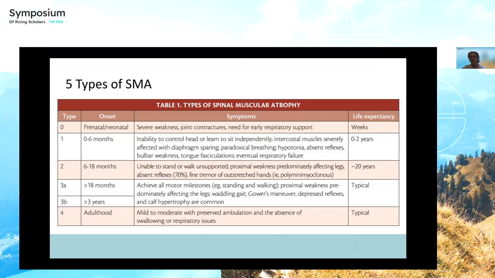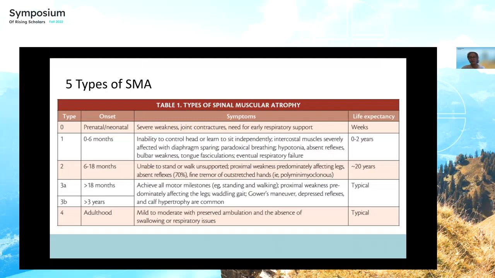And most patients survive well into their adolescence, with over 70% of type 2 patients living at 25 years old. And these patients can sit independently when placed, however, experience developmental delay and loss of motor skills.